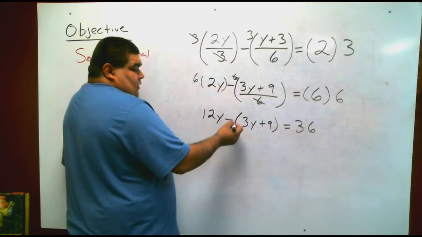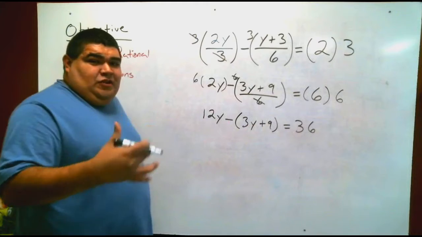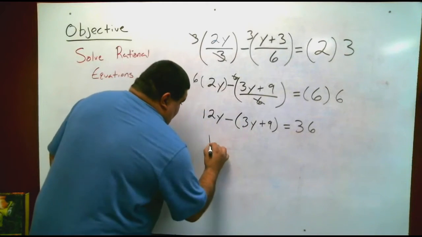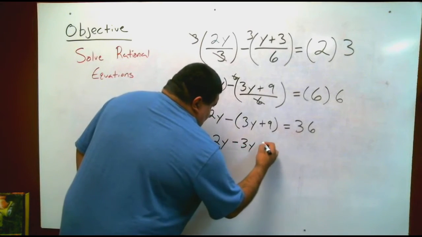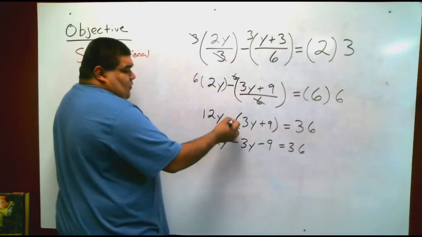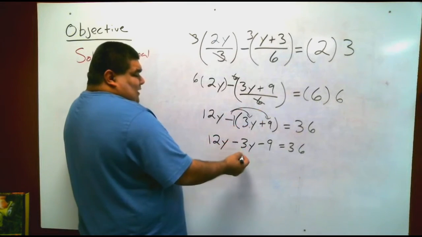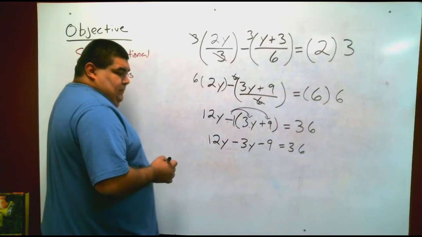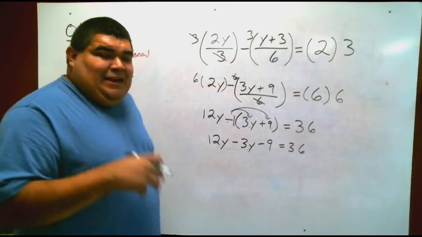Now, there's a 1 here in front of this negative. So all this is going to do is not change the number, but change the sign on the inside of the parentheses. So we're left with 12y minus 3y minus 9 equals 36. The reason why is there's a negative 1 that we distribute. Negative 1 times 3y is negative 3y. Negative 1 times 9 is negative 9. Okay? Again, we're going to combine like terms.